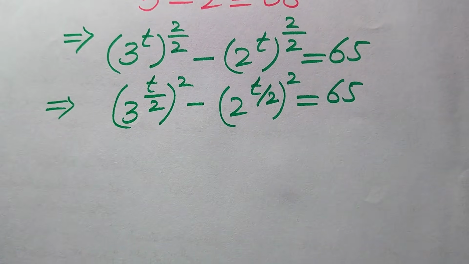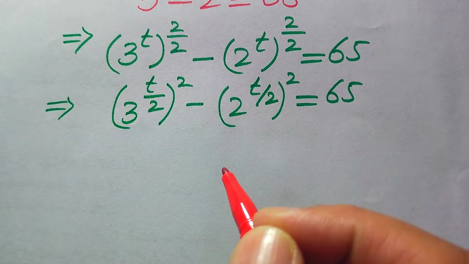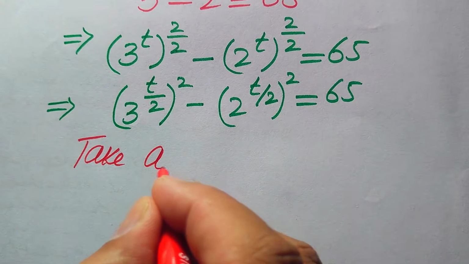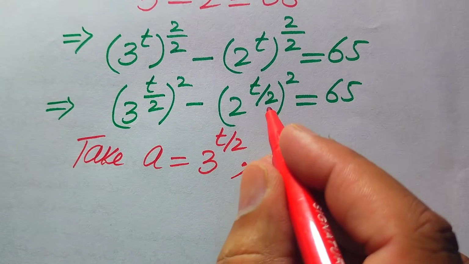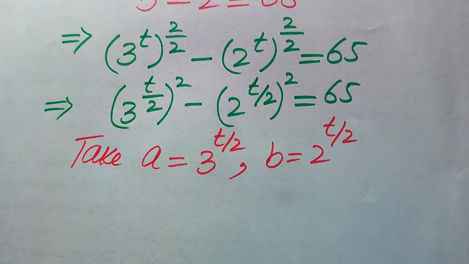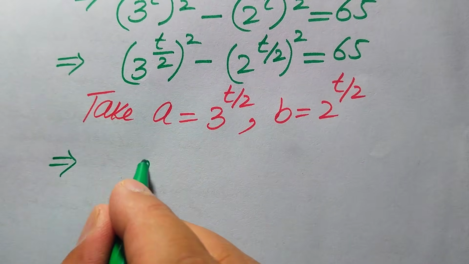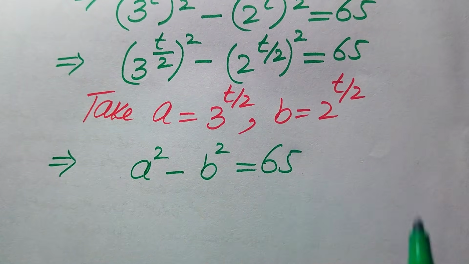Now in the next step we need more simplification, and we convert this exponential equation into a simple algebraic form. For this we take the base of this term a equal to 3 to the power of t over 2, and we take the base of this term b equal to 2 to the power of t over 2. When we put both of these values into the above equation, it becomes a square minus b square equals 65.